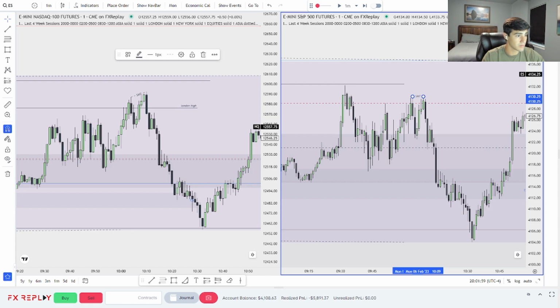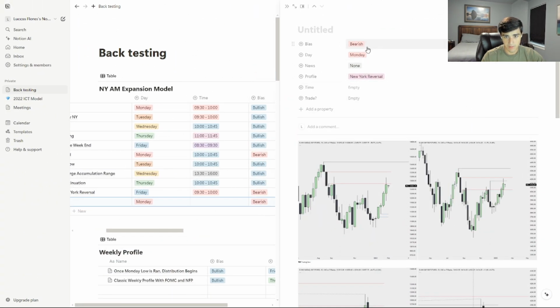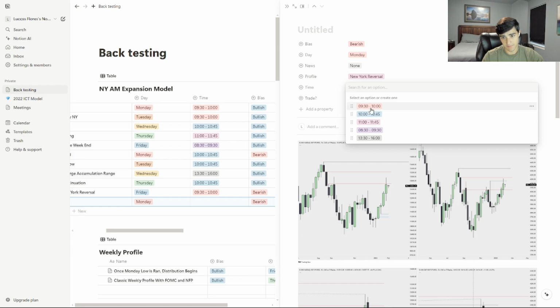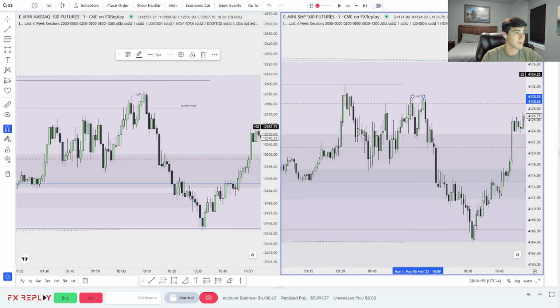None. Profile. Probably a New York reversal. Okay. So this is the data that I'm recording for the day. Expansion bearish day, Monday. News, no. Time, 10. Scalp. There we go.